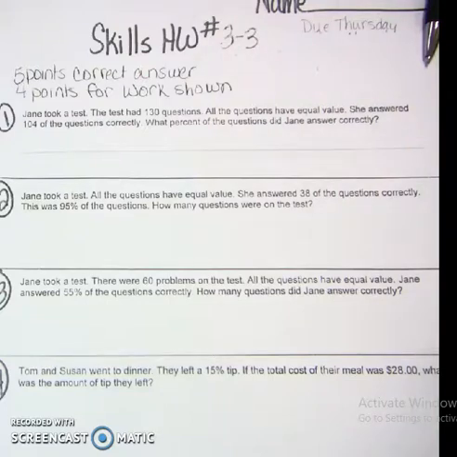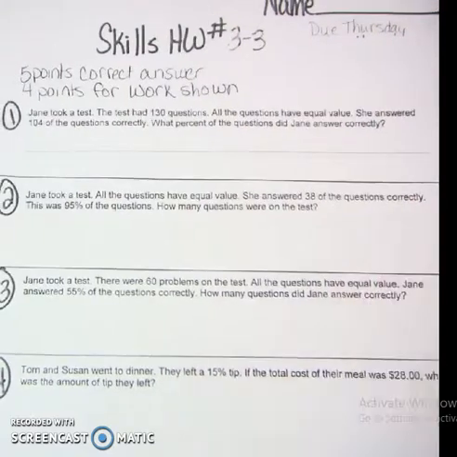All right, this is Skills Homework 3-3. Let's look at it. Most of this is setting up proportions and finding percents. So let's look at it.